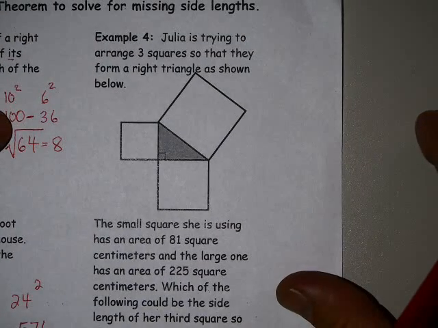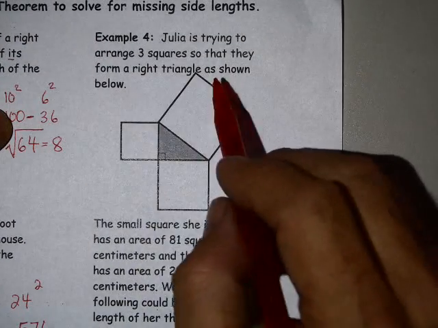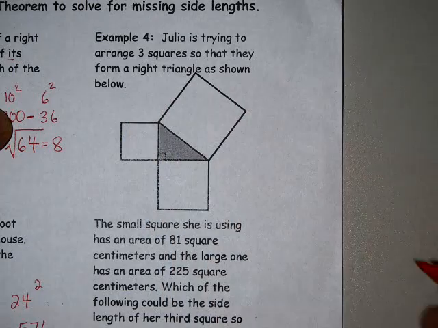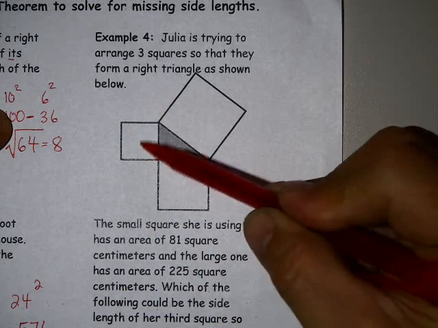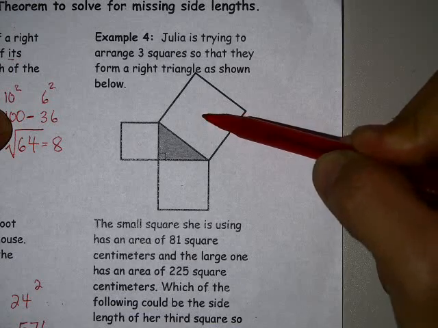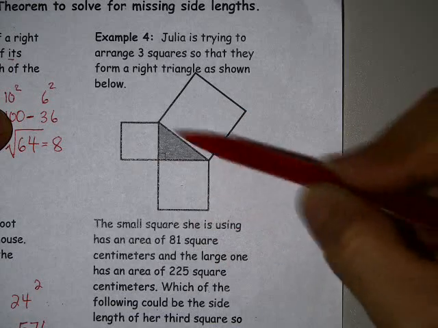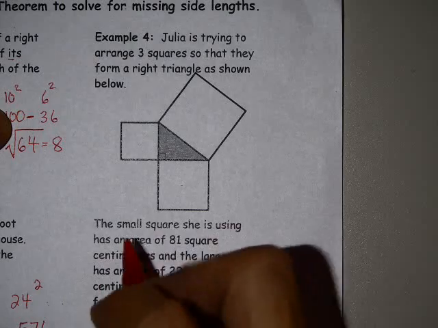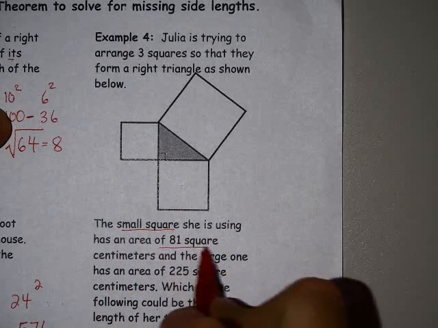Okay, number 4 up here to the top. Julie is trying to arrange 3 squares so that they form a right triangle. Remember, whatever this area is added to this area has to equal this area. That has to happen for the right triangle to be formed. So it says the small square has an area of 81.